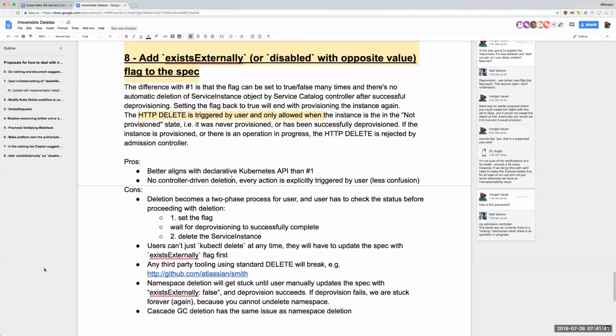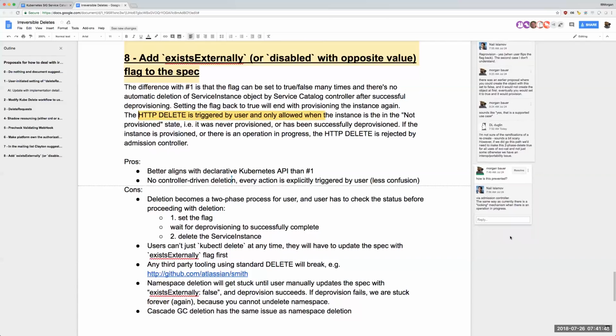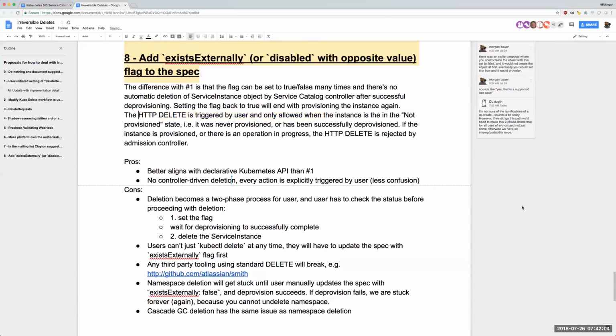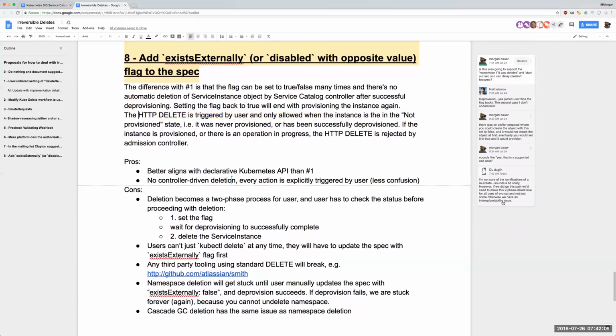So you're saying exists externally false, then the service call goes and deprovisions the instance. Then the user goes back and says, hey, exists externally true, and the service call provisions it again, and so on. You can do that as many times as you want without deleting. Oh, okay. So it is a different option, I think. It has more code, more use cases.